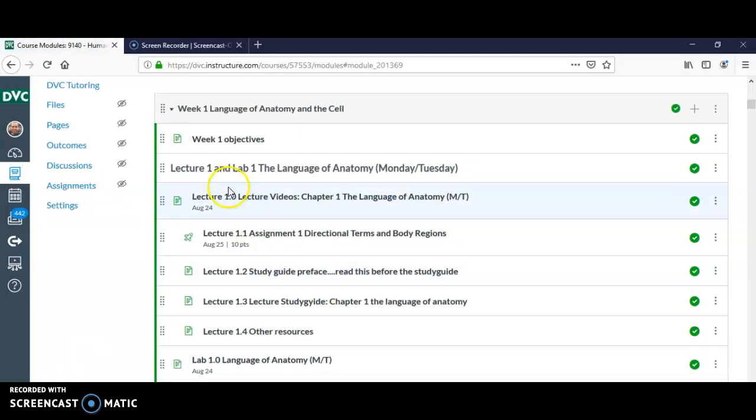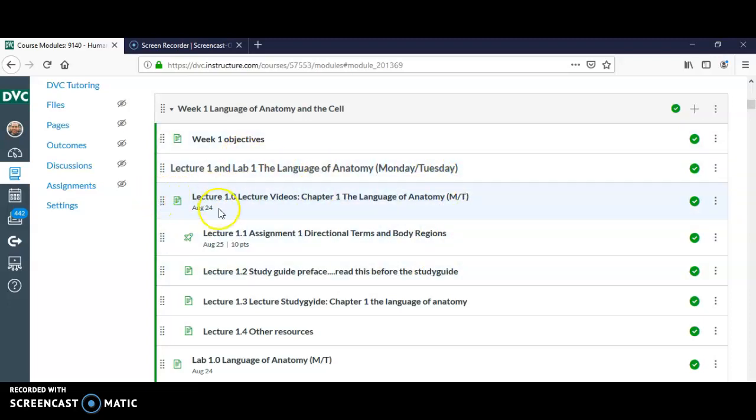The way it's arranged is I set things up so you have Monday, Tuesday assignments, and then Wednesday, Thursday assignments. A face-to-face class would have lecture and lab, either one on Monday, one on Tuesday, both on Monday, or both on Tuesday. So you can do it how you want. You probably want to do the lecture before the lab. You don't have to. You could do the lab first.